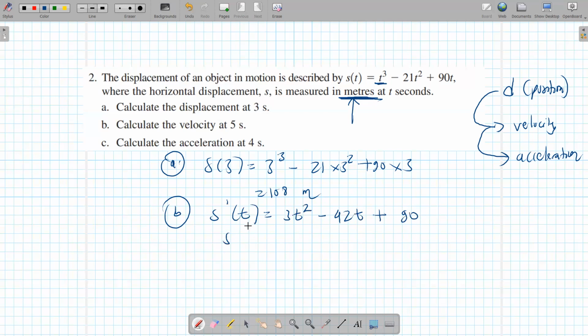And then they want it at 5 seconds, and now you're going to find S prime of 5. So 3 times 5 squared minus 42 times 5 plus 90, that's minus 45. 10 points if you can tell me the unit of velocity. It's the same as the unit of speed.